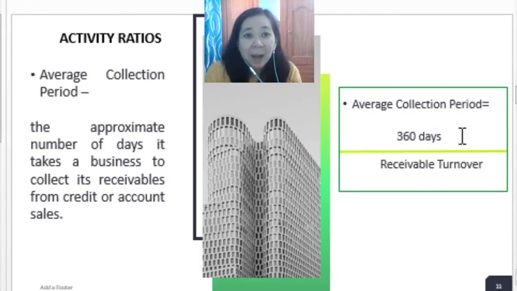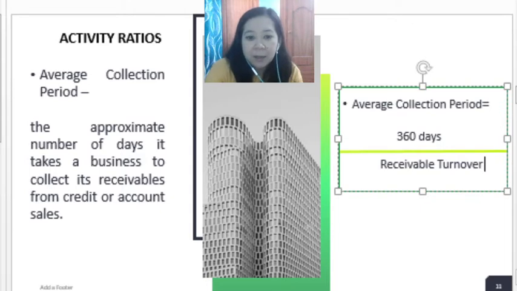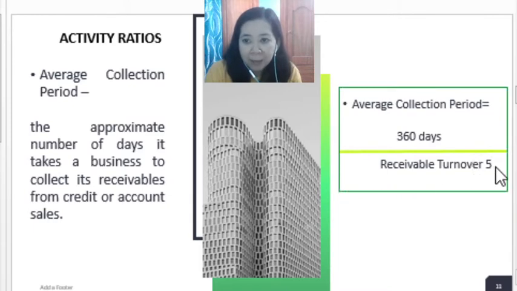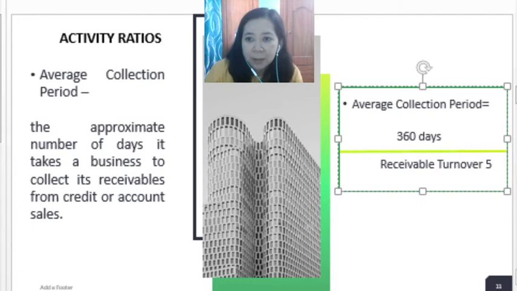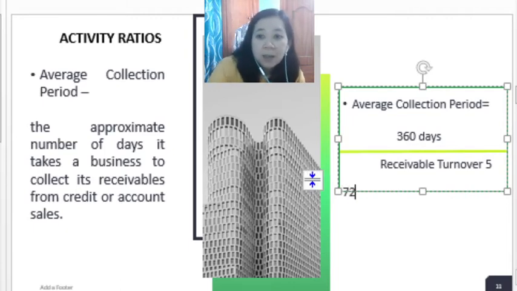The formula for the average collection period is 360 days, meaning for 1 year, divided by our receivable turnover. For example, if you take the 5 in our previous illustration, if our receivable turnover is 5, the average collection period will be 360 divided by 5, that's 72 days.